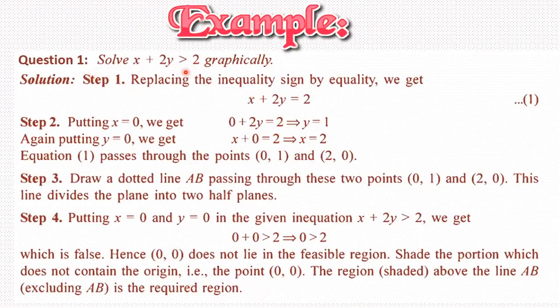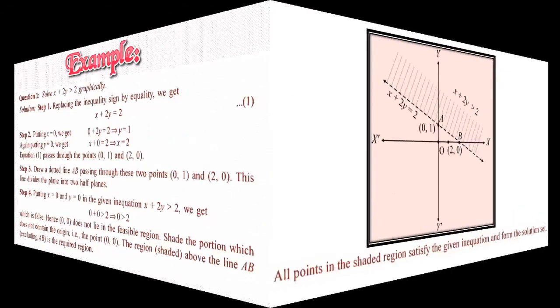Let's take this inequality x + 2y > 2. First thing, remove the inequality sign and consider it as an equation in two variables. Make a solution table, plot these 2 points on the graph and draw a straight line. This is a strict inequality. There is no equal to sign. It means we will make a dotted line. Now, look at the graph.